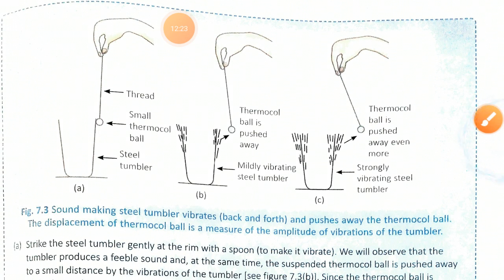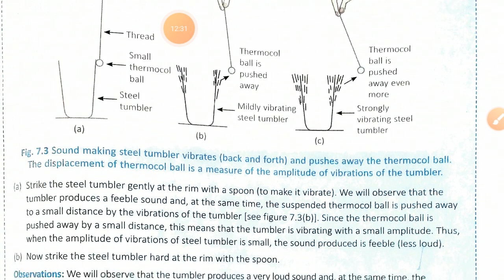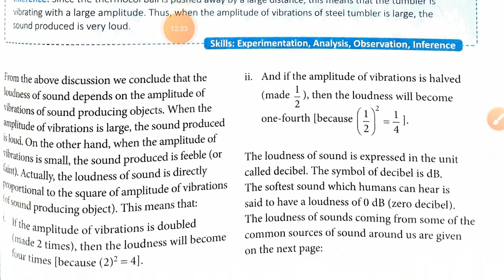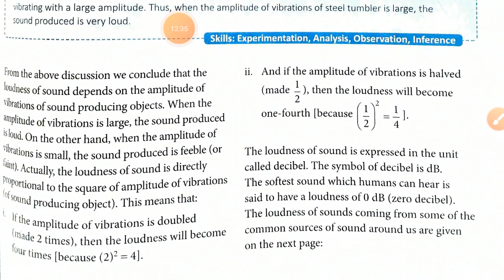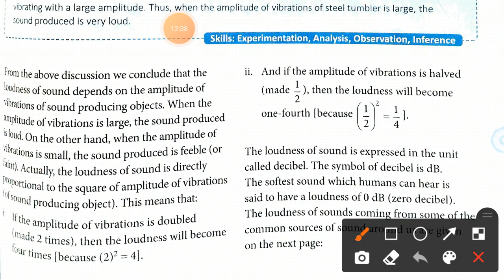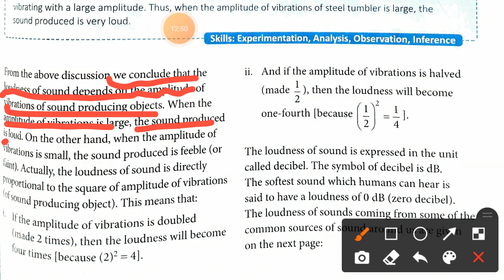The same experiment is performed here with a pendulum ball. You can see here a thread, a small thermocol ball and a steel tumbler. Fine. Now, from the above discussion and the experiments, we concluded that the loudness of the sound depends on the amplitude of vibration of the sound producing object. This is an important one. So when the amplitude of vibration is large, the sound produced is loud. On the other hand, when the amplitude of vibration is small, the sound produced is very feeble or very faint.